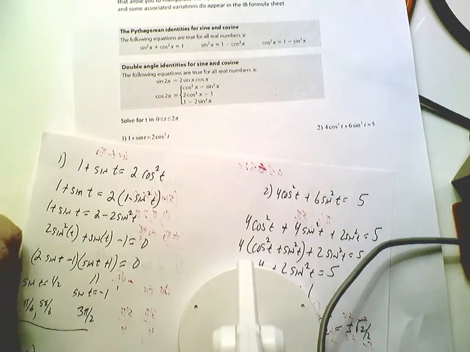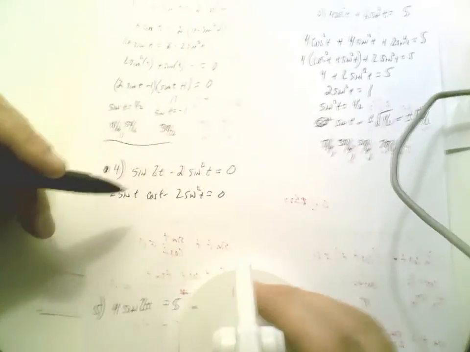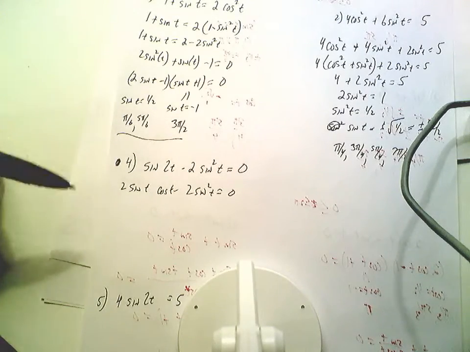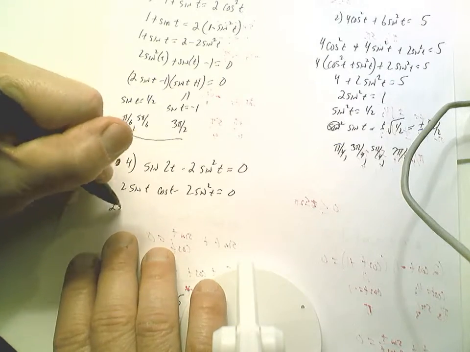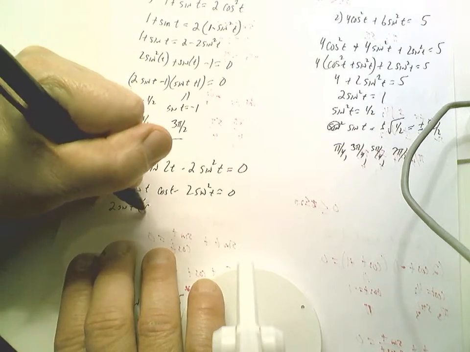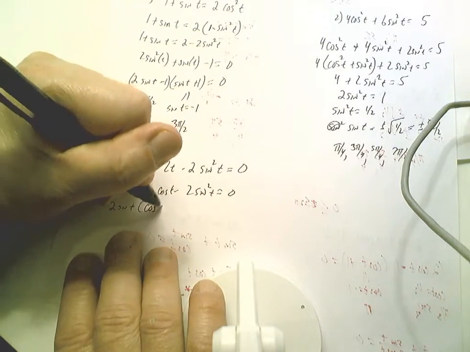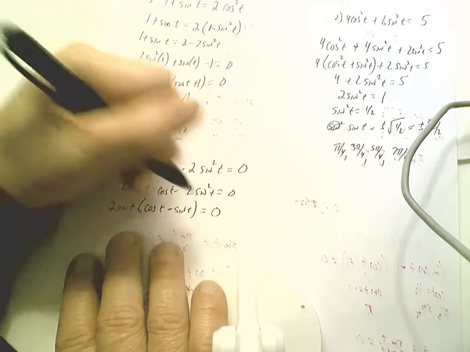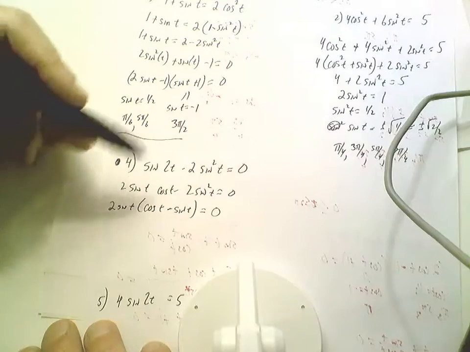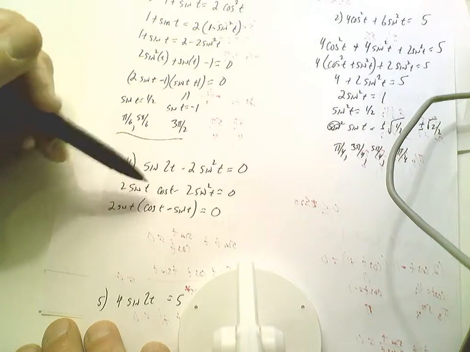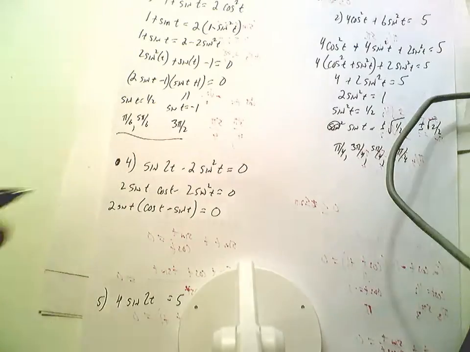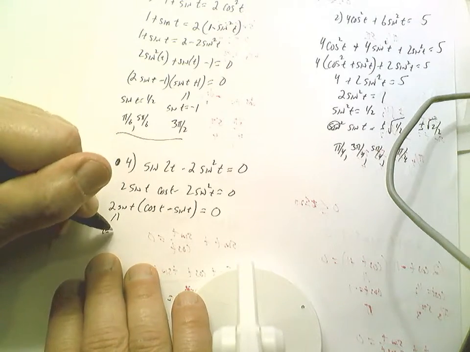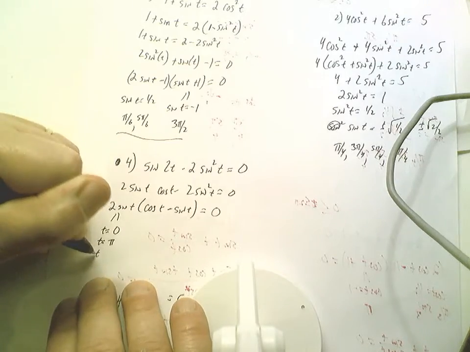I simply did my double angle formula for sine of 2t. Common factor, 2 sine t, what's left? Cosine t minus sine t equals 0. See if we trust that. 2 sine t, take them out of both. Cosine t left, sine t left. Good. Okay, this is again sine t equals 0. Where's that happen? T equals 0, t equals pi, t equals 2 pi.